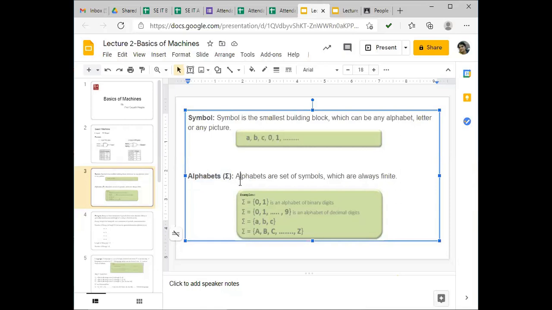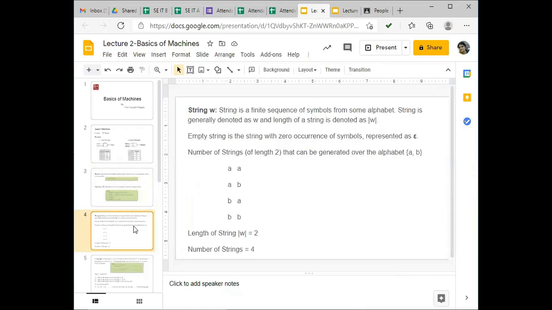Okay, so if I say decimal digits, it is 0 to 9. If I say the first three characters of the English alphabet, it is A, B, C. Or capital alphabets of English, it is A, B, C to Z. So this is alphabet. Okay, next, coming to string.